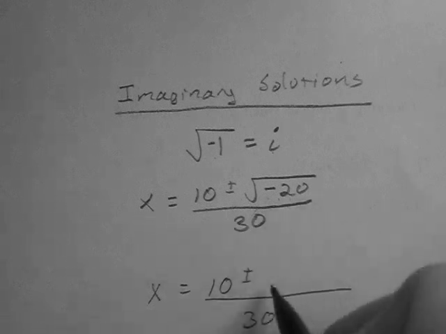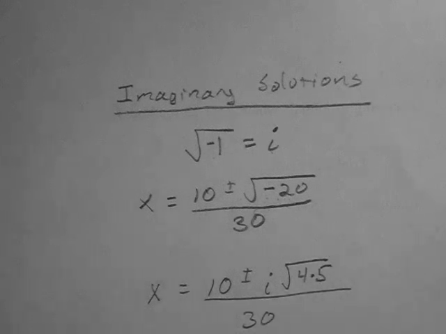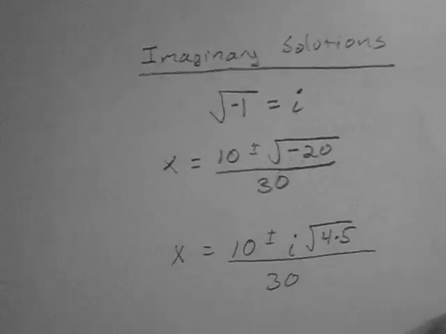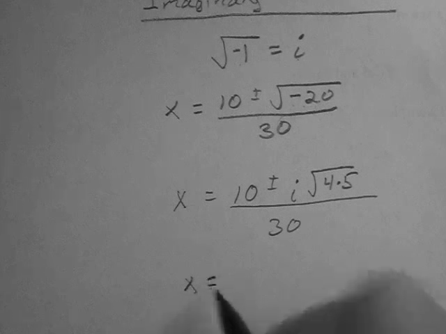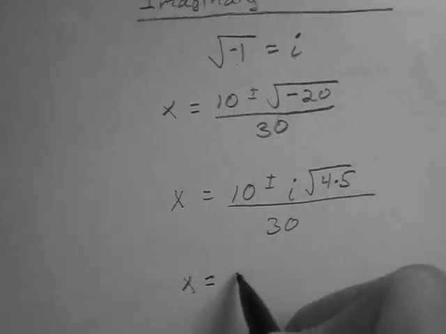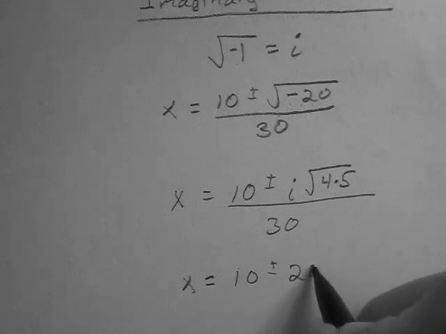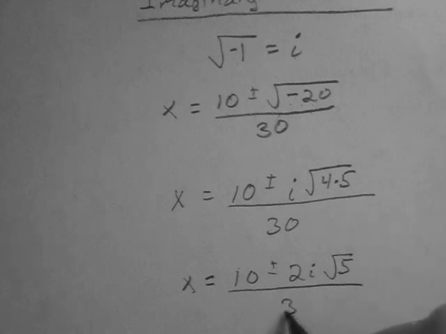And then 20, the factors of 20 are 4 times 5. And you always want to pick the perfect square numbers. Numbers like 4 or 9 or 16. Anything that is a perfect square. 36 would be one. Now the square root of 4 is 2. So I'm going to say the square root of 4 is 2 and bring that out. So I have 2i square root of 5 divided by 30.